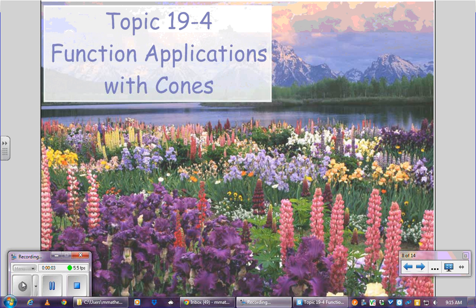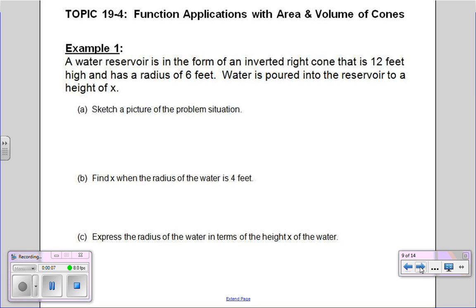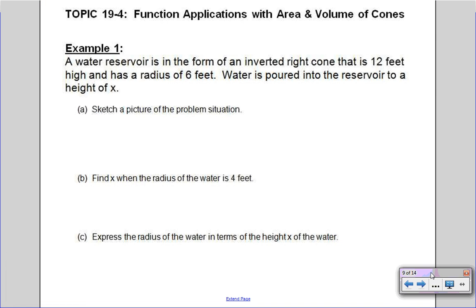Okay, topic 19-4. In this lesson, we're going to look at function applications with cones. These are going to be a little bit different from the cylinders that we did. So let's take a look at example 1.